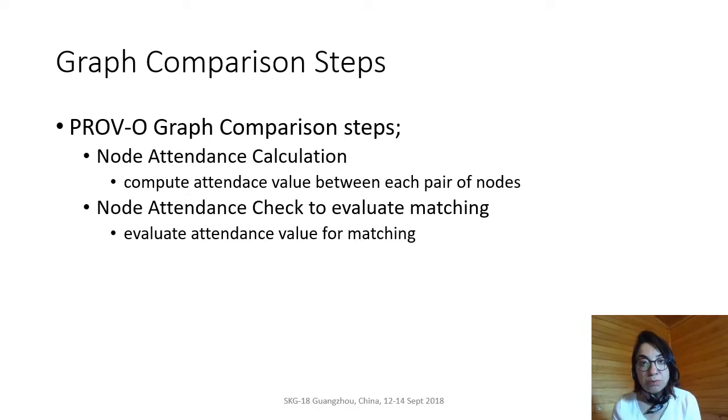The proposed Prov-O graph comparison algorithm consists of two main steps: node attendance calculation and node attendance check. The former step computes the attendance value between each pair of nodes, where one node is from the first graph and the other is from the second graph. The latter step finds the maximum attendance value amongst all possible pairs.